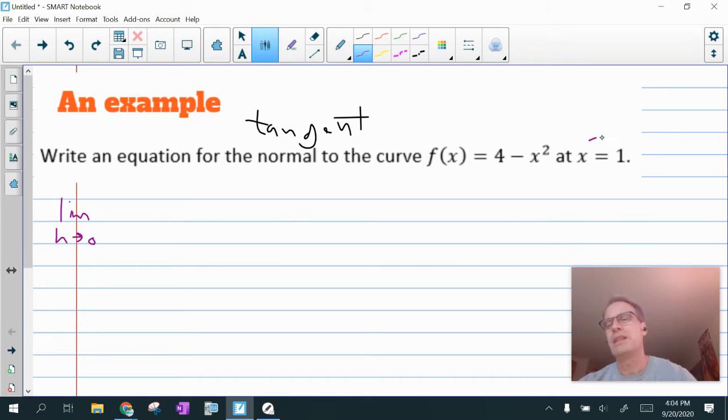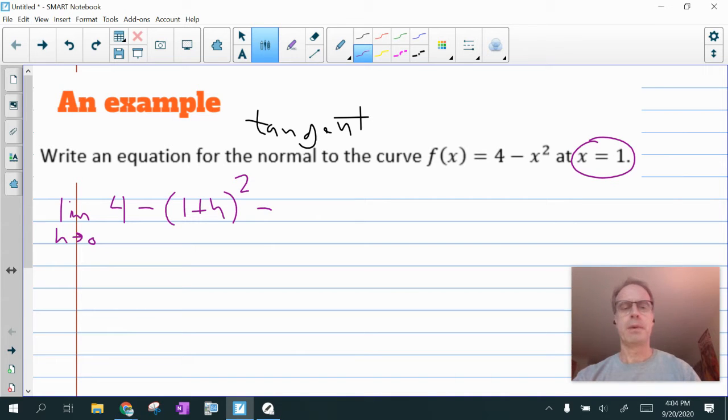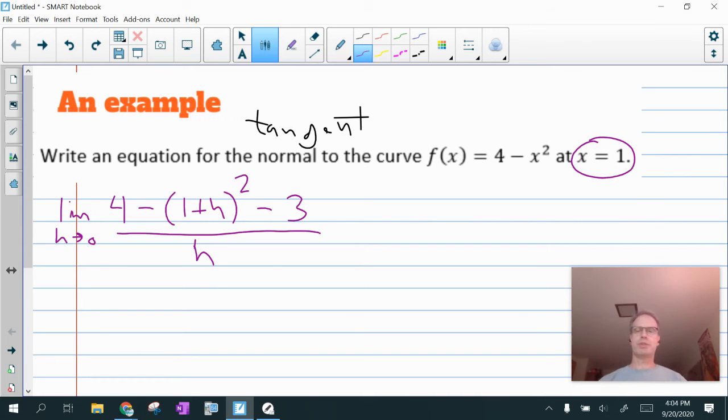I'm going to just substitute in x equals 1. So it's going to be f of 1 plus h. So I'm looking at 4 minus the quantity of 1 plus h, quantity squared, minus f of 1. Well, when I substitute 1 in there, I'm going to be looking at 3, all over h. Okay, so far so good.